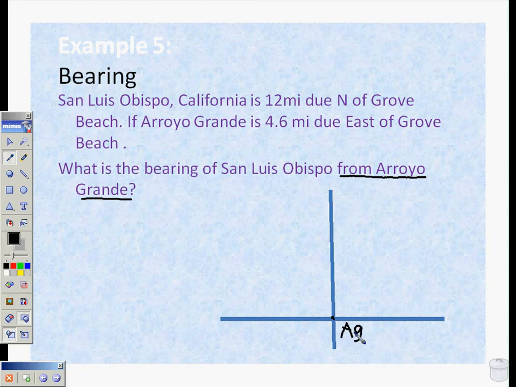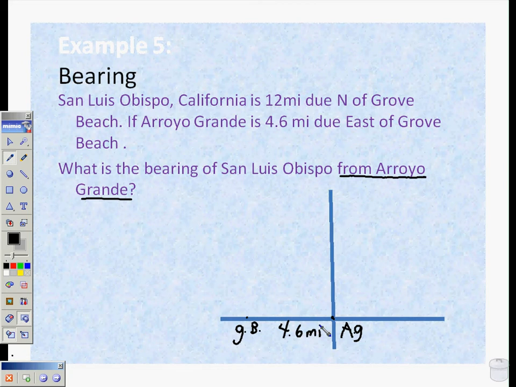So there's Arroyo Grande down there. And when we've got Arroyo Grande there, we can then fill in the other two. So if Arroyo Grande is 4.6 miles due east of Grove Beach, that means that Grove Beach must be here, because if we go due east 4.6 miles, we get to Arroyo Grande.